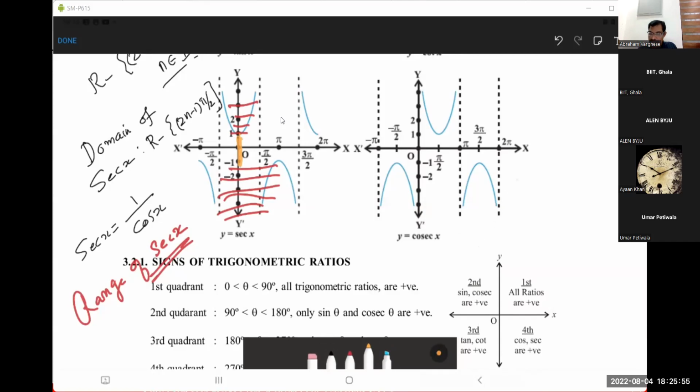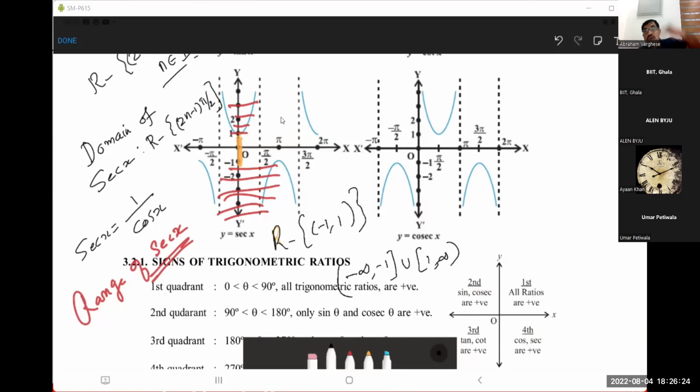Or you can write it in many ways. One way of writing is all real numbers minus (minus 1, 1). What is the meaning? All real numbers except this. Or you can write it as minus infinity to minus 1, union 1 to infinity. That means the range will be above 1 and below minus 1, including 1 and including minus 1. This is very important.